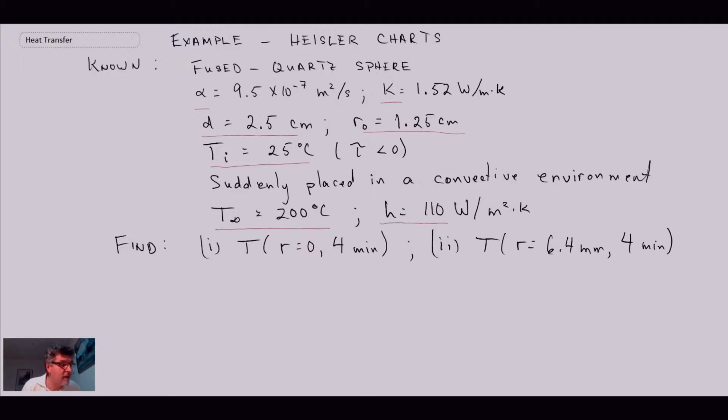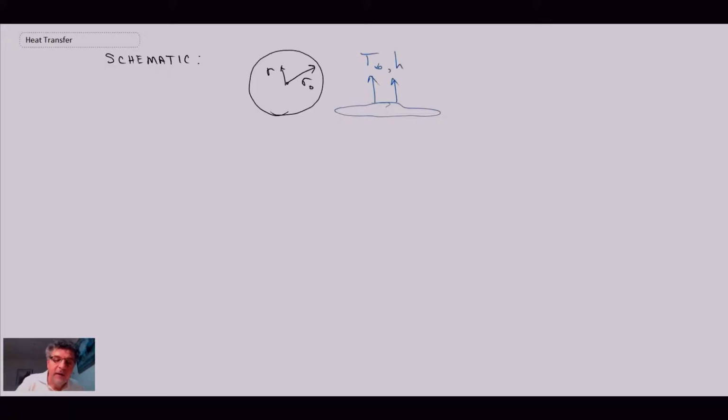And we're told to calculate two things. One is the temperature at the center line after 4 minutes, and then the temperature at a radial location of 6.4 millimeters after 4 minutes. So let's begin by drawing out a schematic for what this looks like. Okay, so our radial location r, and this is being exposed to a convective environment.